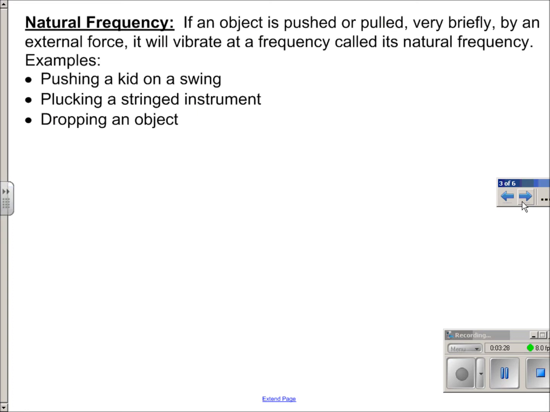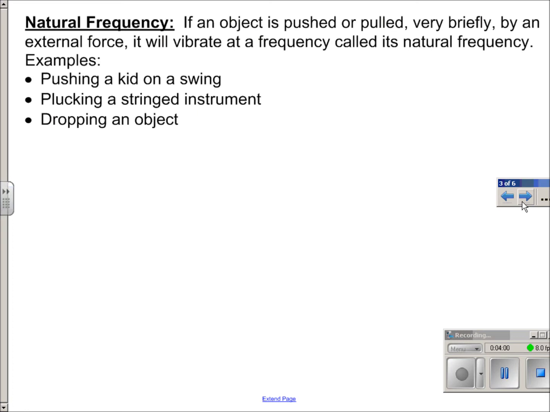If you pluck a guitar string, a lot of you know music and can hear a string plucked and tell which string it is just by the sound it makes. That's because each string has its own natural frequency that it wants to vibrate at. When you tighten or loosen the string, you're just changing the natural frequency. The tighter you make it, the higher the natural frequency is. And so when you pluck that string, the frequency that it vibrates at is called its natural frequency.